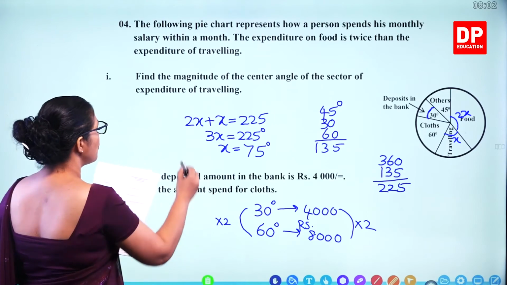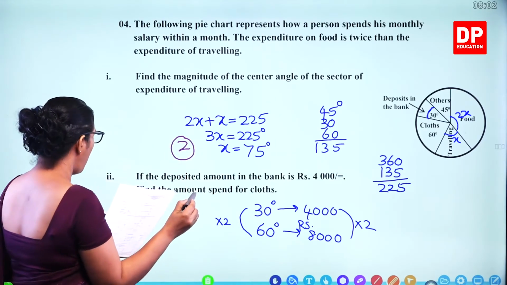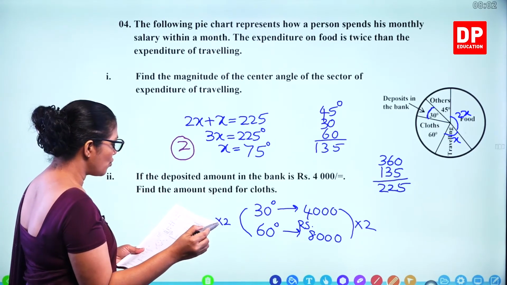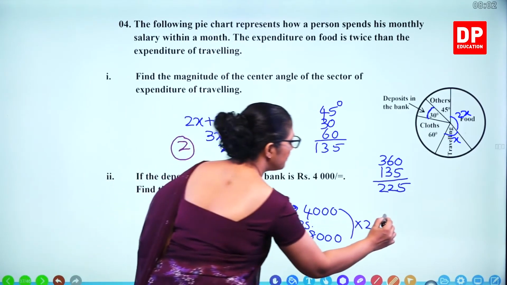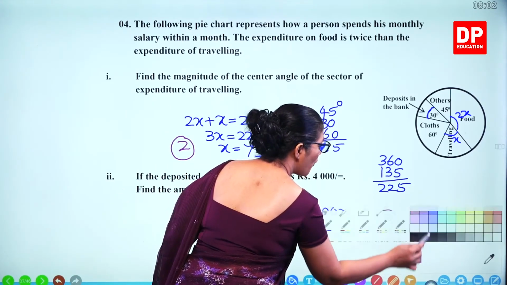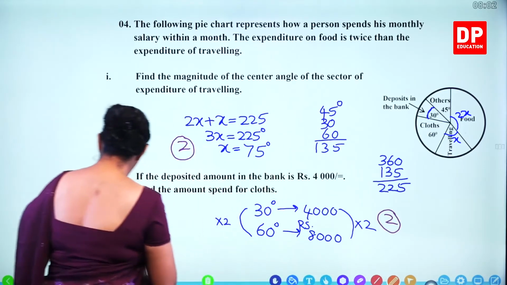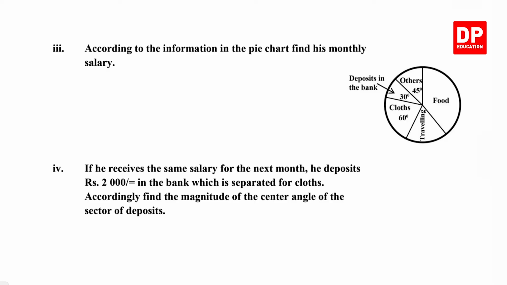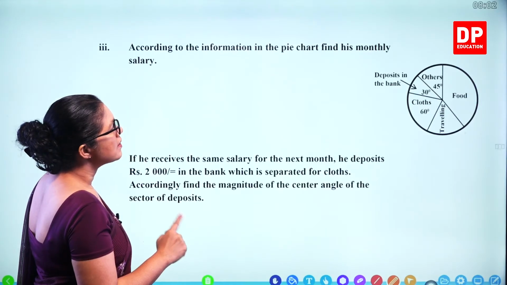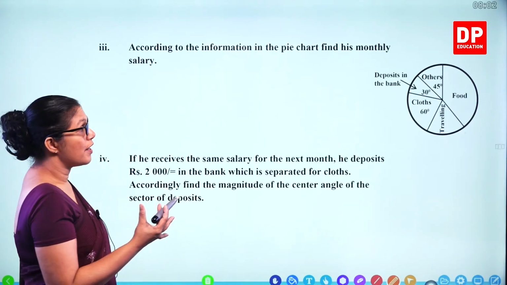75 degrees, you get 2 marks. And 8,000 rupees, 2 marks. So 4 marks given already. According to the information in the pie chart, find his monthly salary. So what's the monthly salary? Full amount, 360.